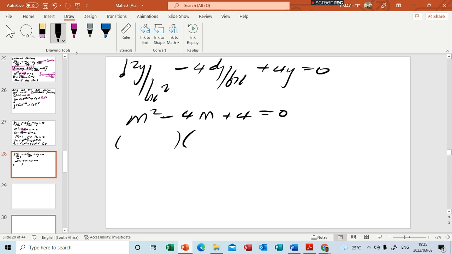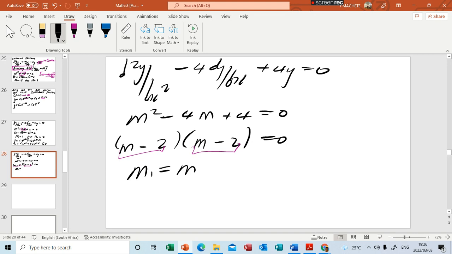Then you find the factors of this. The factors will be 2 and 2 to give you the middle term. Let's put minus, minus. It's minus 2 and minus 2. You see, these two factors are the same. Then this is what you're going to do: m1 equals m2 equals 2.